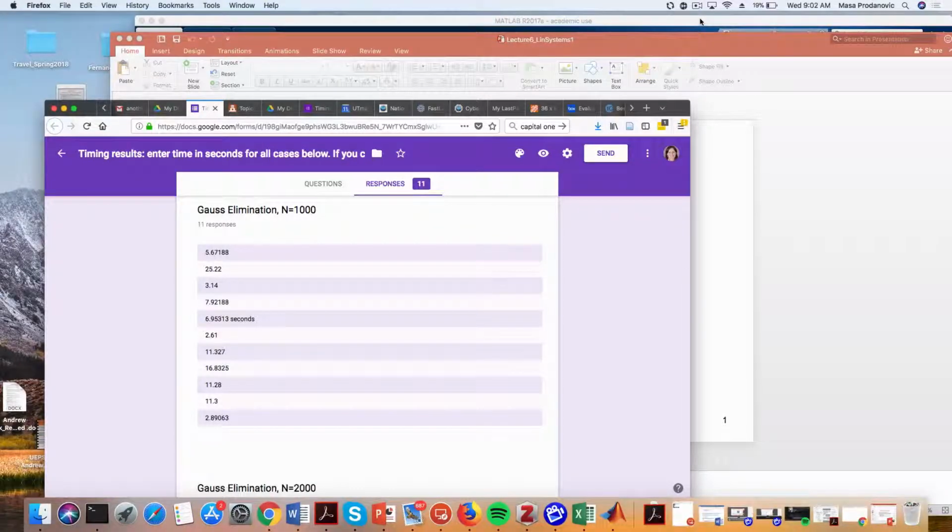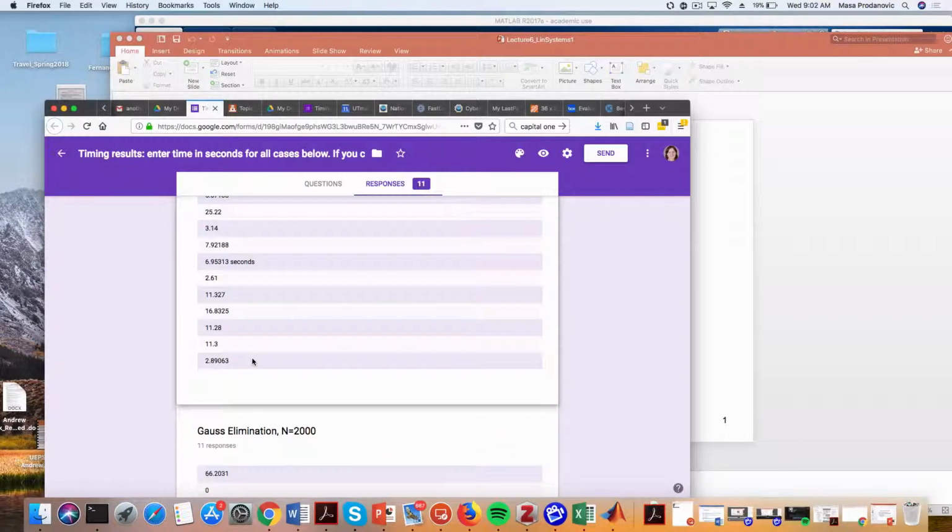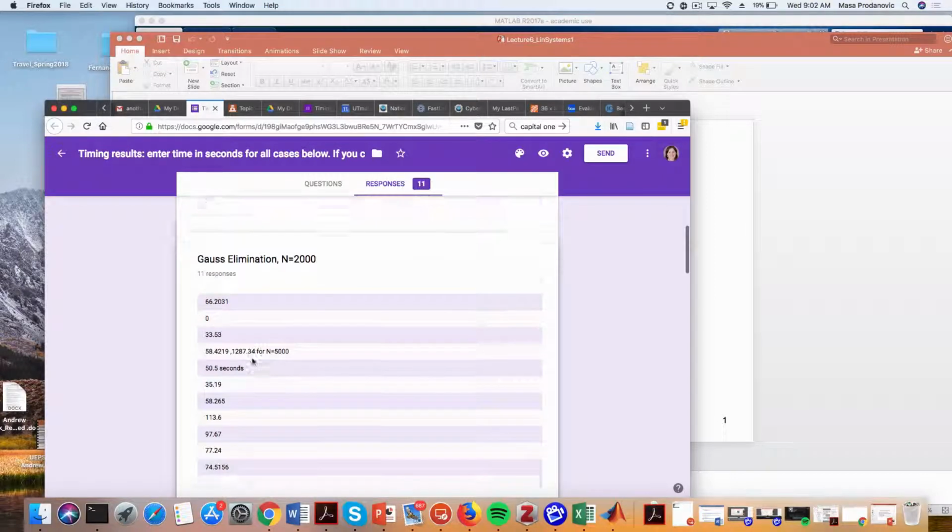So we're just going to quickly look at your results for timing Gaussian elimination, as well as whatever it is that MATLAB does when you type in A/B. Gaussian elimination for a system of size 1000 by 1000 will range anywhere from 2 or 3 seconds to 25. That depends, of course, on the hardware everybody has.